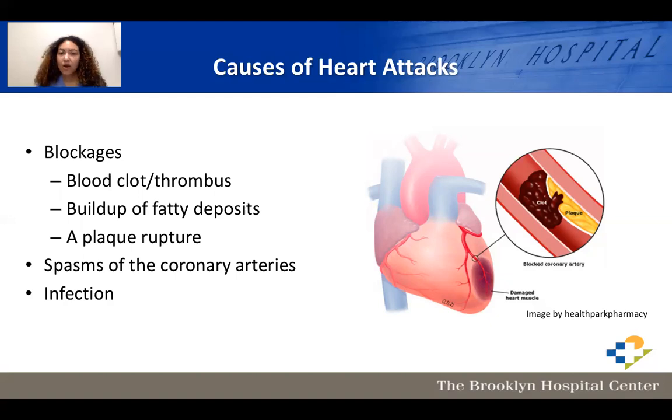The causes of heart attacks are due to blockages, spasms of the arteries, and infection. Different blockages would include blood clots and fatty deposits, this plaque. As you can see here is the clot, and a plaque rupture, which is basically a break off of the plaque. Spasms of the coronary arteries are usually due to cocaine, amphetamines, or heroin, which cause the arteries to spasm and therefore cause a heart attack. Infections also put the body into an inflammatory state, which again causes plaque to rupture.